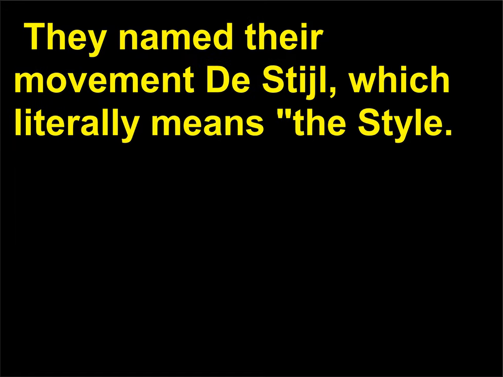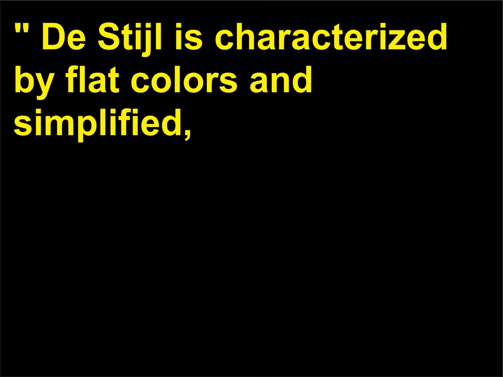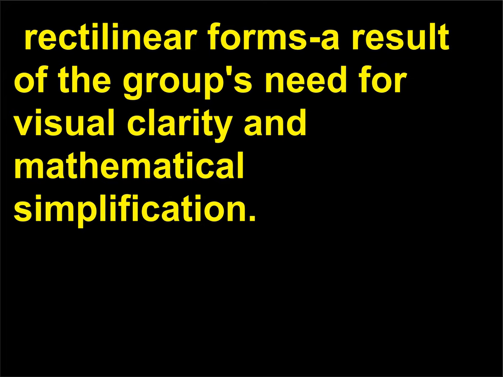They named their movement De Stijl, which literally means the style. De Stijl is characterized by flat colors and simplified rectilinear forms, a result of the group's need for visual clarity and mathematical simplification.